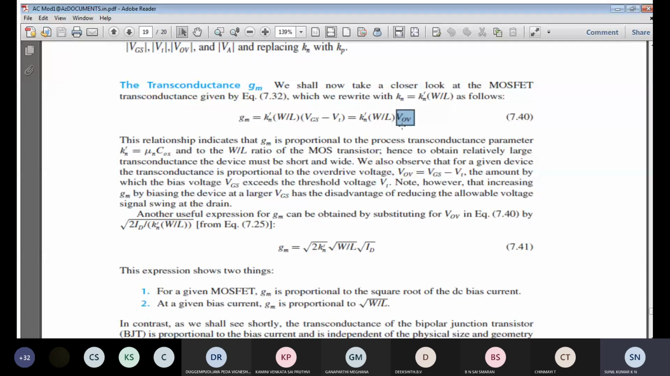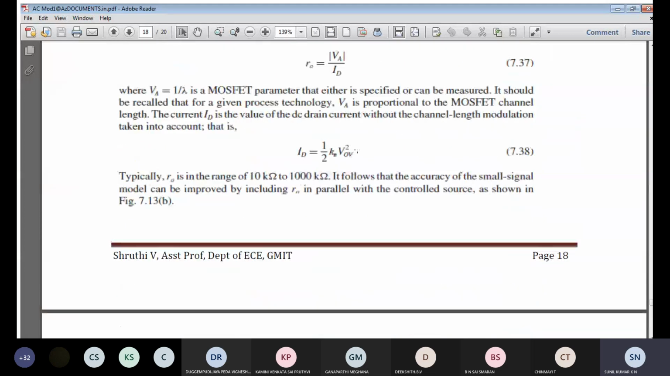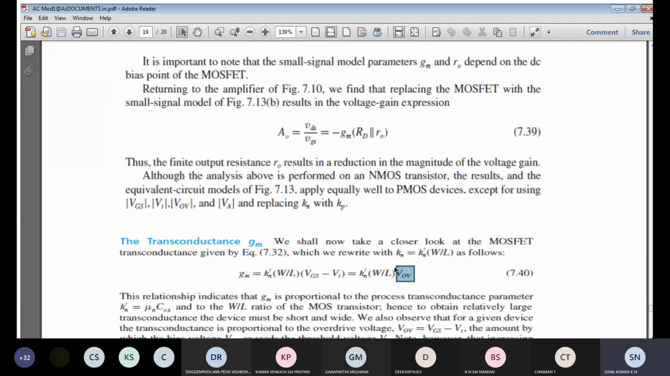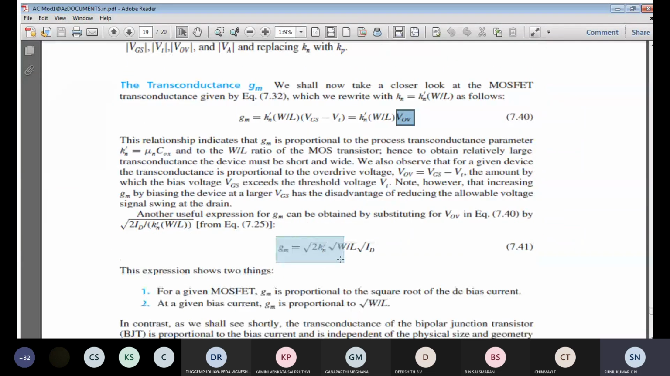So from where will you find out VOV? Here there is the drain to source current. From that drain to source current you are going to find out the value and substitute it, and you will get another expression for the transconductance. So Gm will be equal to square root of 2 K dash W by L times square root of ID.